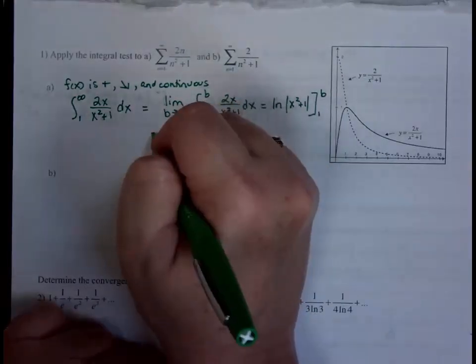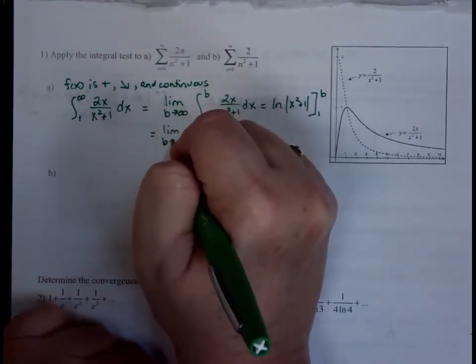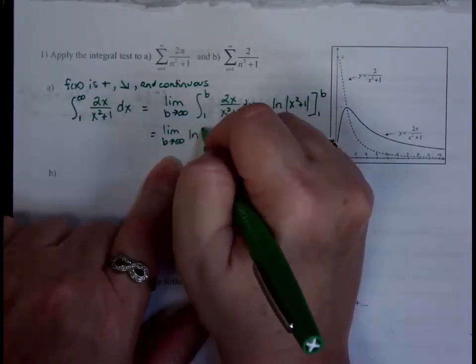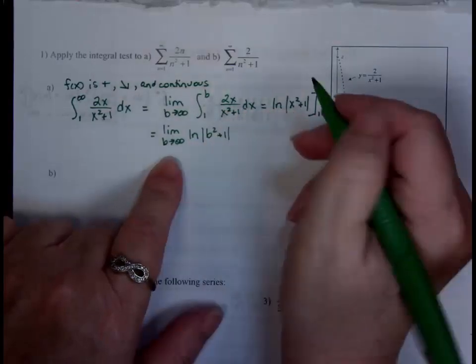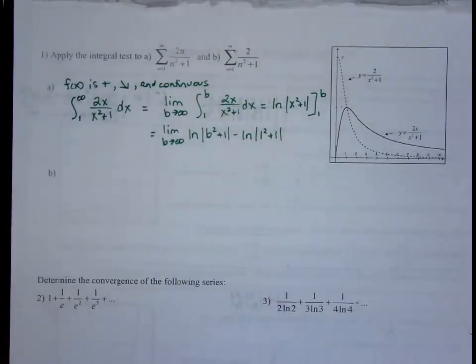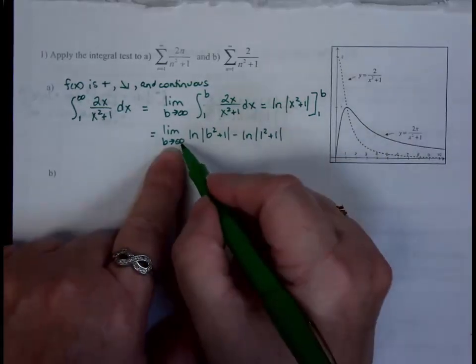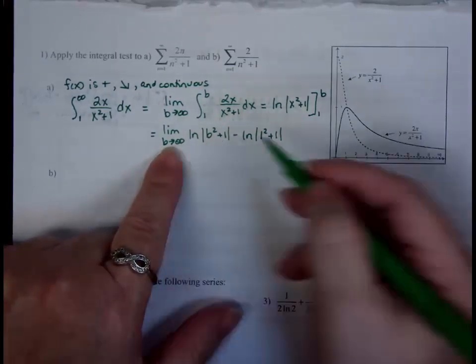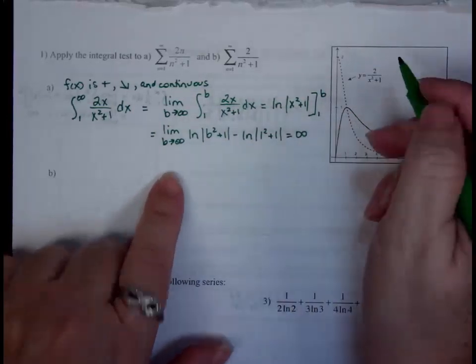So when I come to the next line, I rewrite the limit to remind myself that's what I'm doing. So I plug in b first. That's ln of absolute b squared plus 1 minus ln absolute 1 squared plus 1. Now, in actuality, I don't need the absolute values on either one of those because they're both going to be positive anyway. But if you put them, it doesn't hurt anything. So if I take the ln of infinity squared plus 1, is that going to infinity? Yes. So this limit is infinity.